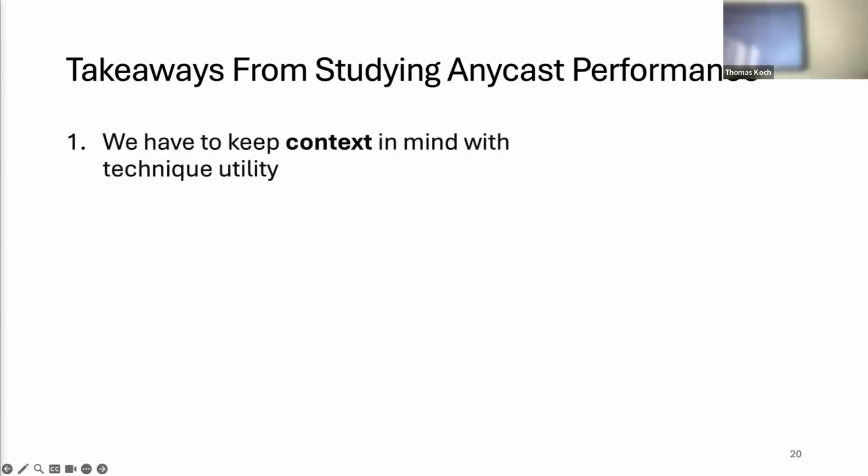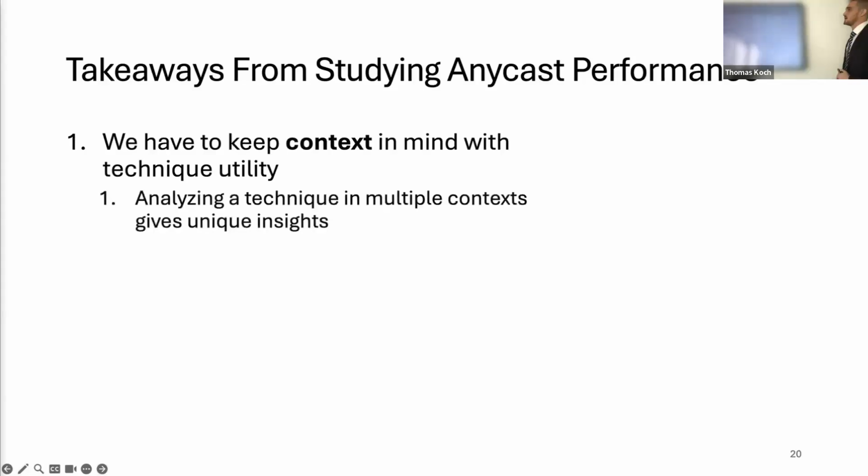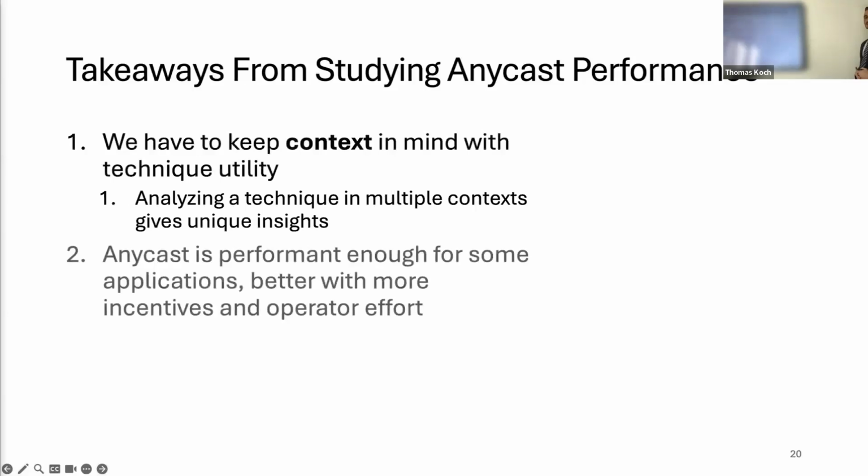So some high-level takeaways from studying Anycast performance, and this can kind of be brought to other areas of computer science as well, is that you have to keep context in mind when you're assessing the utility of a technique. And one strategy that you can use here is to analyze a technique in multiple contexts to really tease out how it affects overall system performance. Specific to Anycast, I found that Anycast is performant enough for some applications, and it can get better with more incentives and operator effort. So analyzing in one place does not necessarily translate to another.